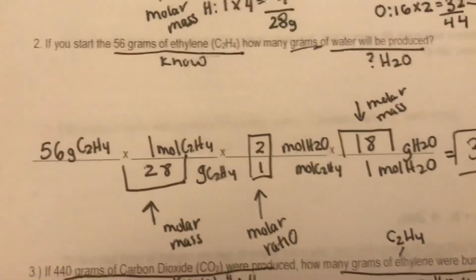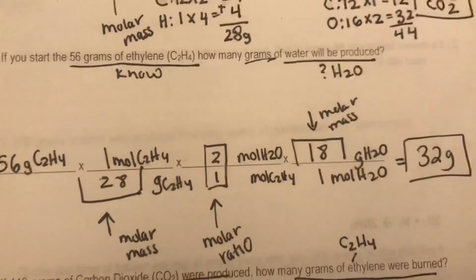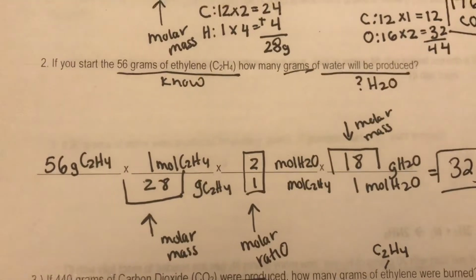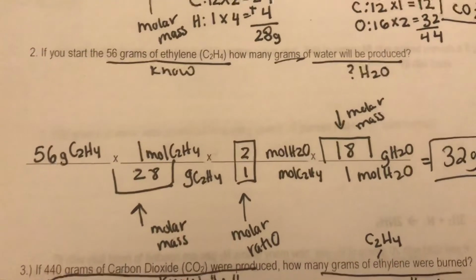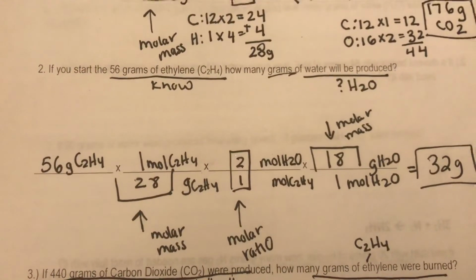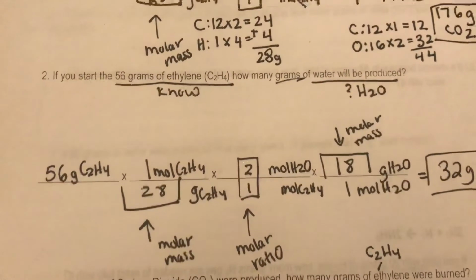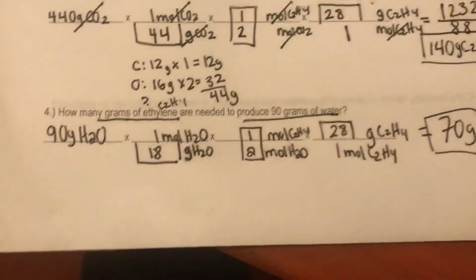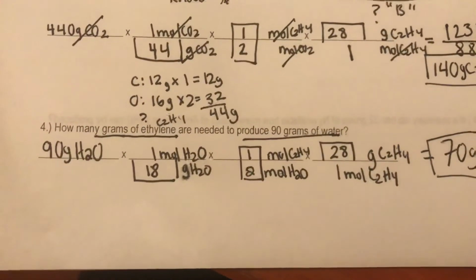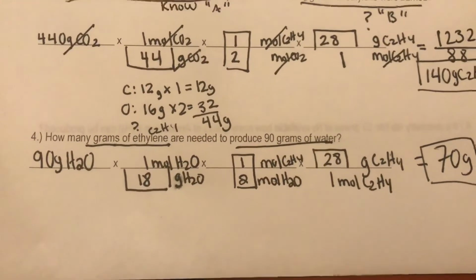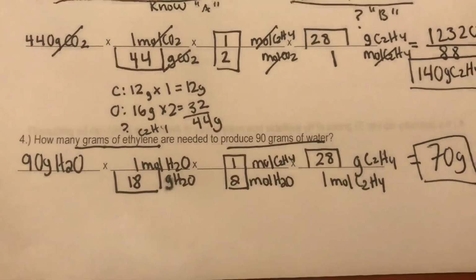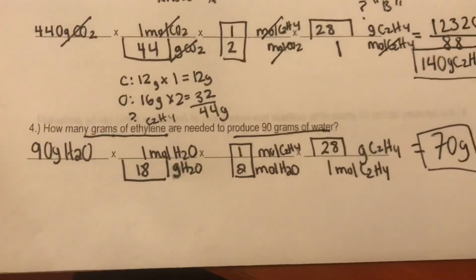Here's the answer to number 2. Make sure you filled in every box with the same numbers that I have so you can figure out where your mistake was. The final answer was 32 grams. Here's the answers to number 4. Please make sure you filled it in just the same way how I filled it in so you can quickly identify any mistakes. The final answer should have been 70 grams.